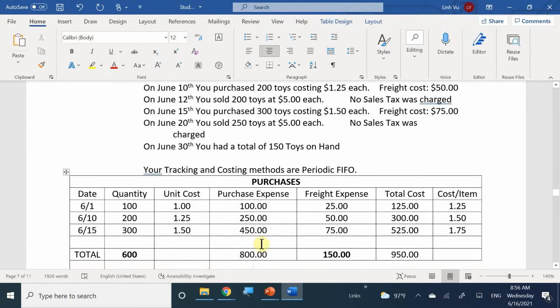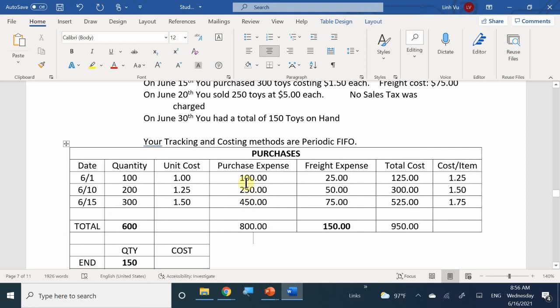FIFO. FIFO. Okay, so therefore, which batch are we going to take out from first? From the top, which is the 100, right? So in this case, I want to be taking out my first 100, which costs me $1.25, which in grand total is $125. Okay.